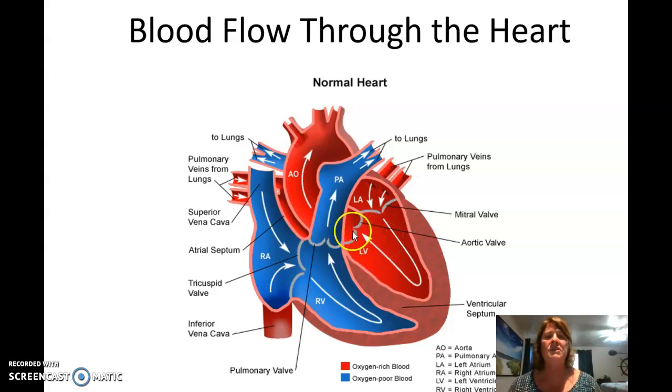Now, from the left ventricle, it's going to go out the aortic valve, through the aorta, and to the entire body. So your right side of the heart deals with unoxygenated blood, and the left side of the heart deals with oxygenated blood. Even though your atria, the right and left atria, are contracting and relaxing at the same time, and your ventricles, your right and left ventricles, are contracting and relaxing at the same time, the right side of the heart is dealing with unoxygenated blood, and the left side of the heart is dealing with oxygenated blood.